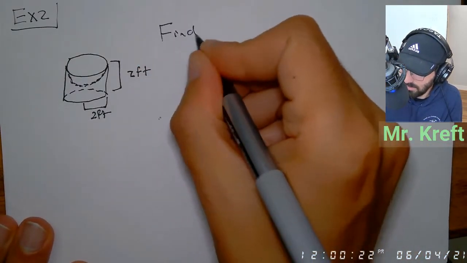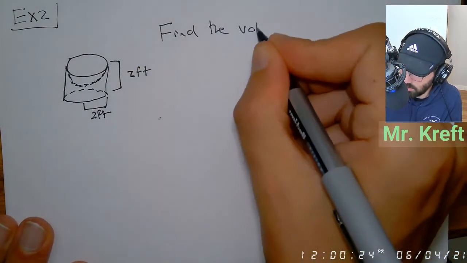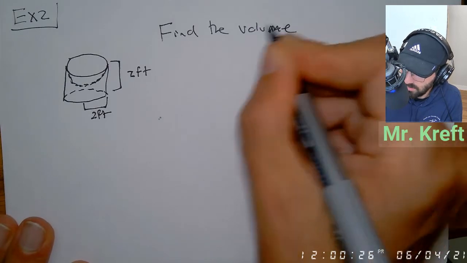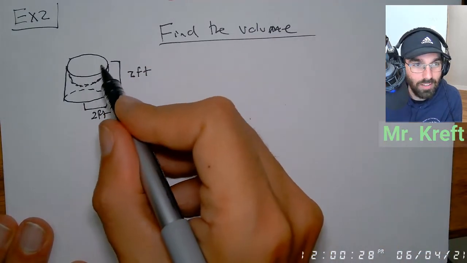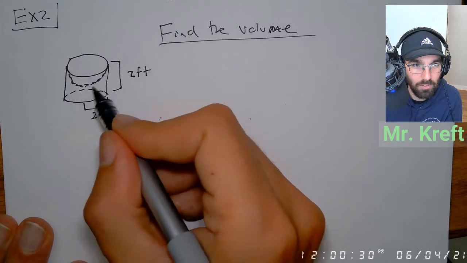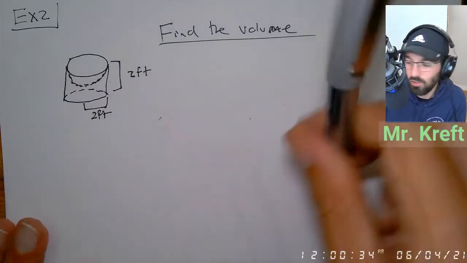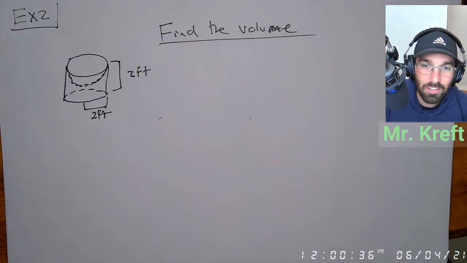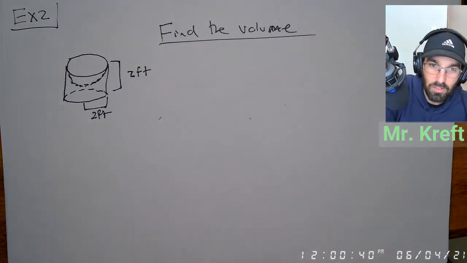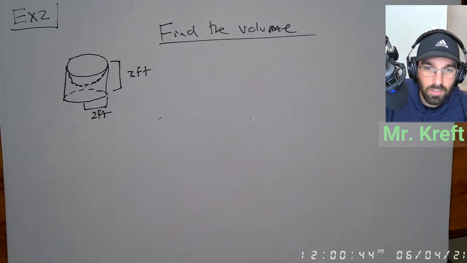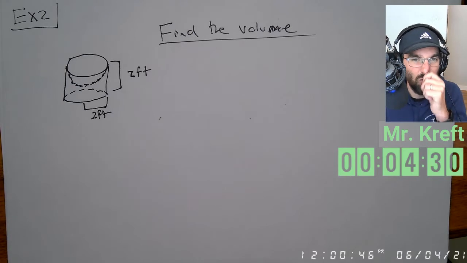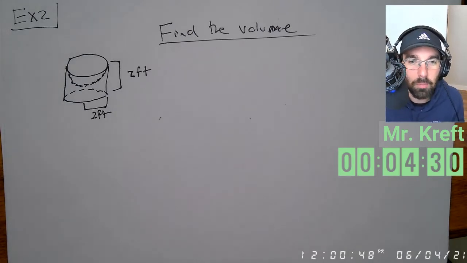So find the volume. I'm going to warn you, there's 2 shapes here. On the top here, there is a hemisphere, which is half a sphere, and then there is a cylinder, okay? And the hemisphere goes into the cylinder. So I'm going to give you guys a lot of time to work on this. I'm going to give you guys 4.5 minutes. There's 2 shapes. Find the volume of each shape, and then add them together.